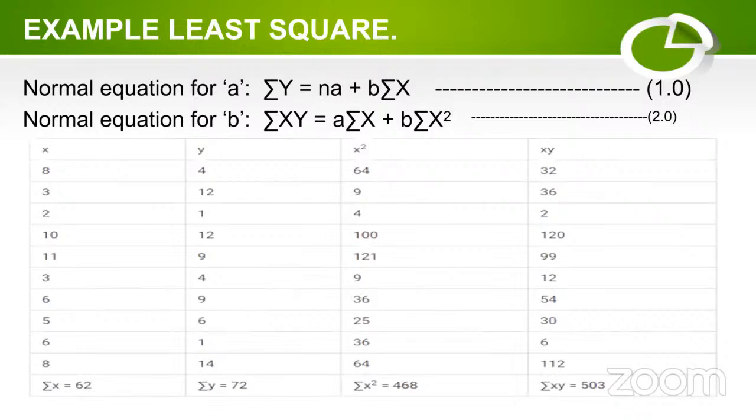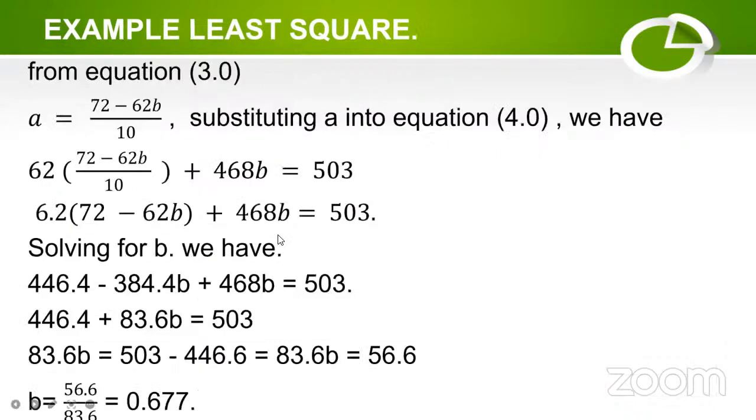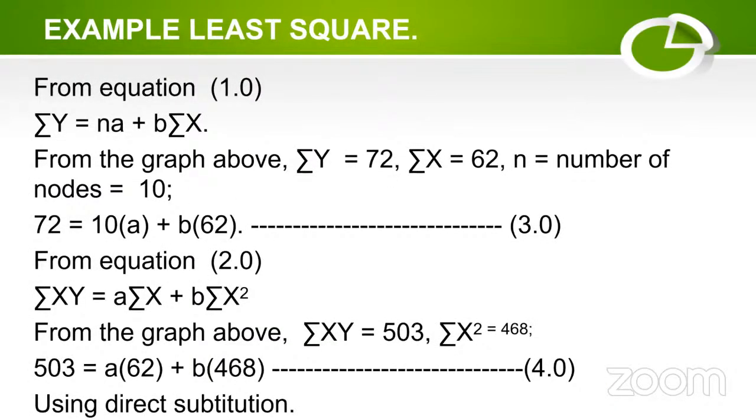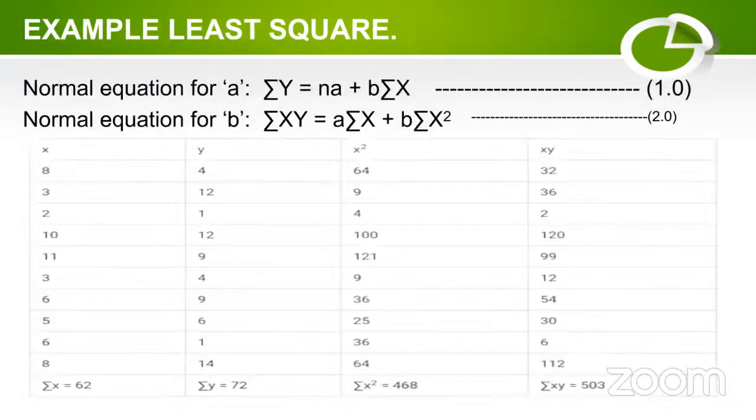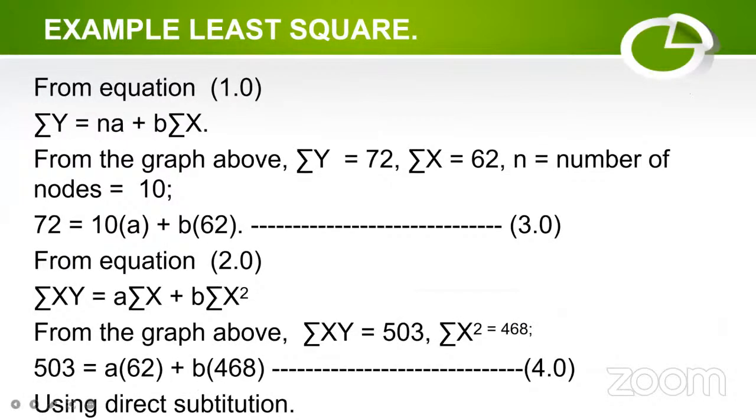So from equation 1.0, we have that the summation of our y is equal to our na plus b times the summation of our x. And from the table above, we have that the summation of y to be 72, the summation of x to be 52, and we now substitute all those values into our equation 1.0. Here we are trying to determine the straight line coefficients a and b using the normal equation. Here we have the summation of our y to be 72. We substitute all these values into equation 1.0. We have it as 72.